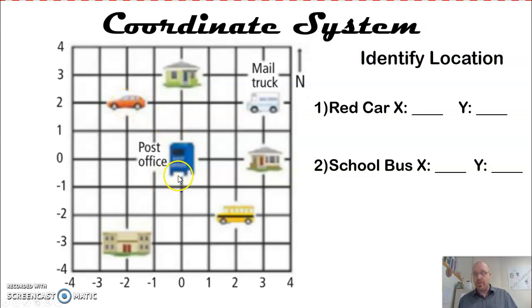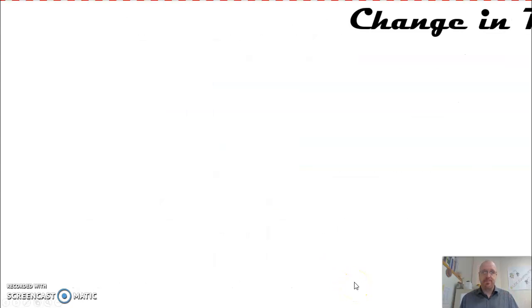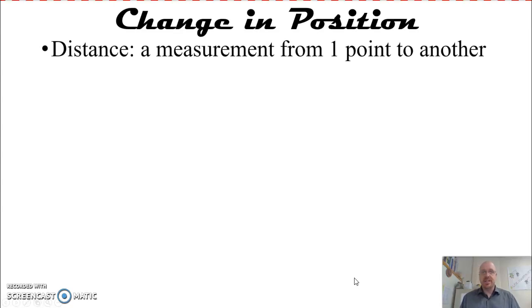So you always want to make sure that you put the X-axis first. Okay? And for instance, how about the post office? Well, the post office is very simple. It's 0, 0. That means it's the middle of our coordinate system. Okay? So let's talk about changes in position.